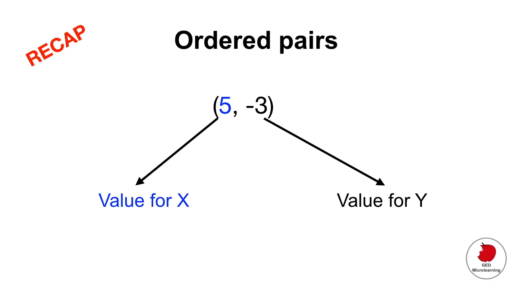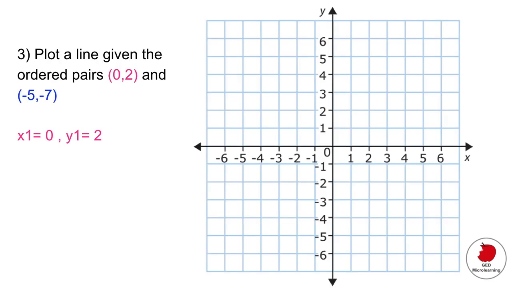So if we look back to the ordered pairs that they give us in the question, the first set of ordered pairs there in pink, the first value would be x, so x1 is equal to 0, and your second value would be 2. We do that for the second set of ordered pairs, which is -5 and -7, same sort of scenario.